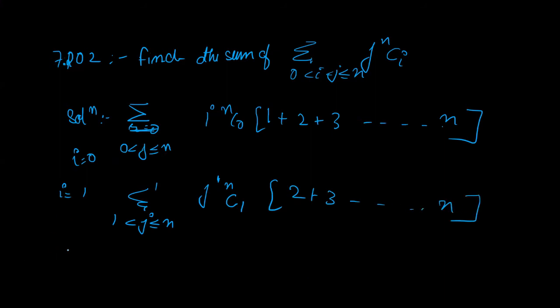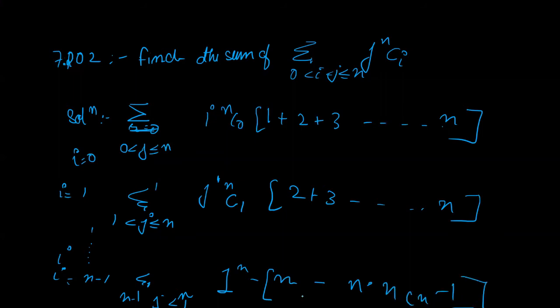Put I is equal to 2 in a similar fashion. You will do this for I is equal to n minus 1, at which it will be summation of j from 1 to n. So it will become what? j to the power n, and now the terms will be what? n minus n, nc n minus 1. These terms only will be there.